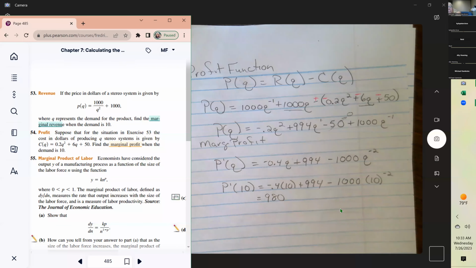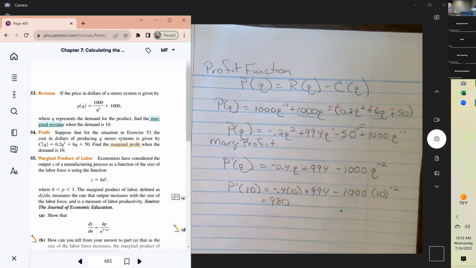Any questions on that? So we're selling 10 of them. If we produce and sell the 11th one, we make a profit of $980. So the 11th stereo will bring us a profit of $980. Any questions on that?